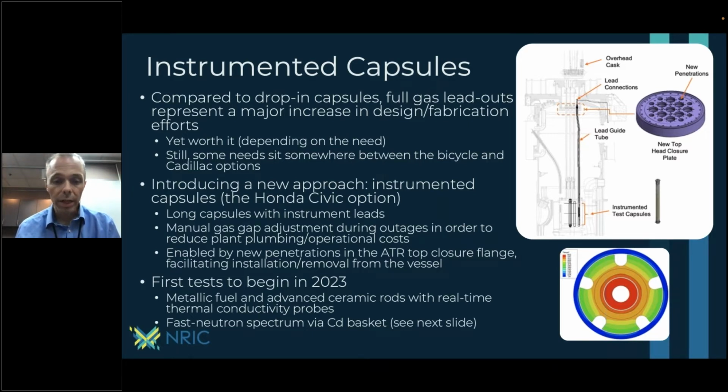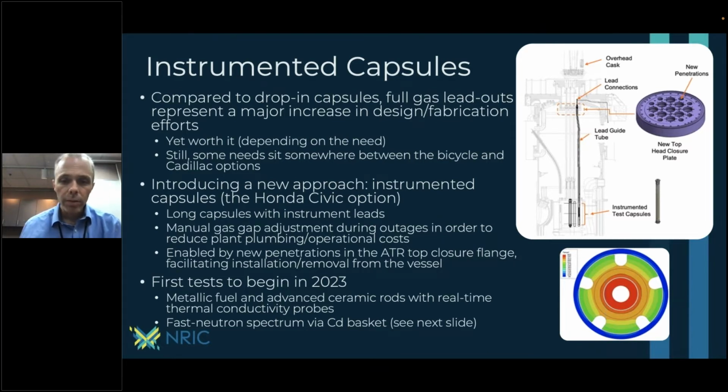Our first instrumented capsule design is presently under final design and slated for installation into the reactor in 2023, where we will be looking at advanced metallic fuel systems and monitoring their thermal conductivity evolution in real time with a novel thermal conductivity probe. It's also possible to change the spectrum in these types of tests, if one desires a faster spectrum. So in this case, we're using a cadmium basket to filter thermal neutrons.